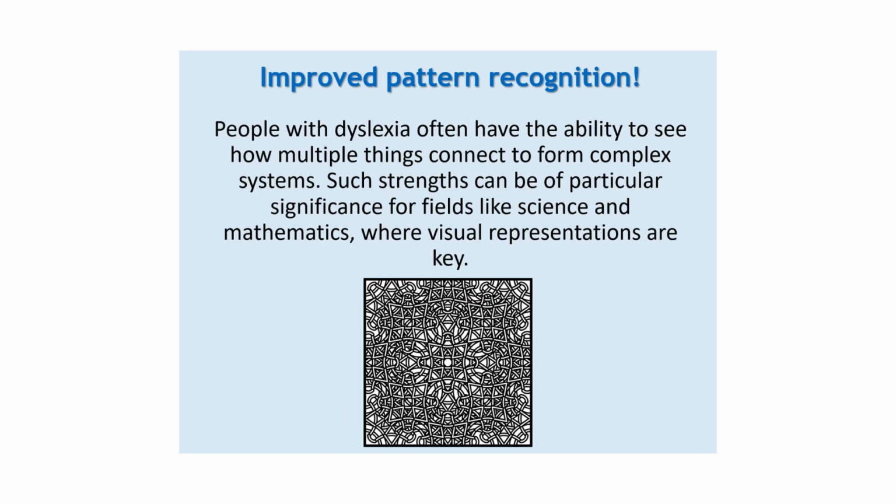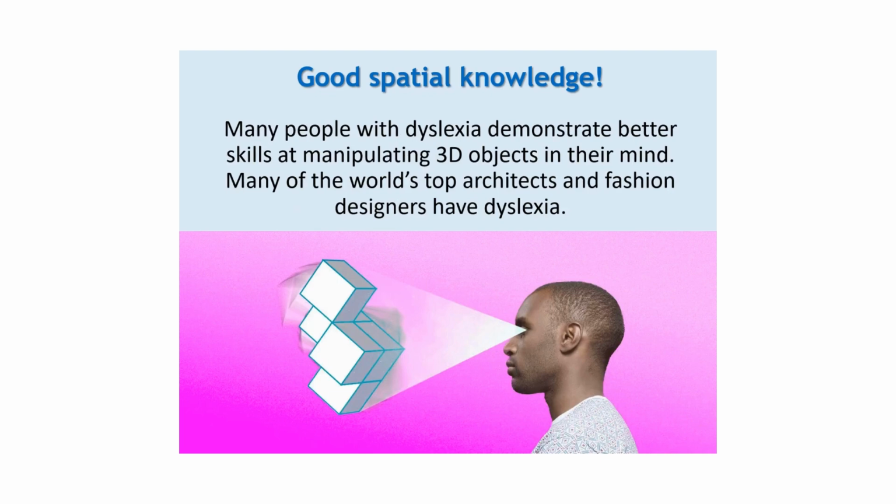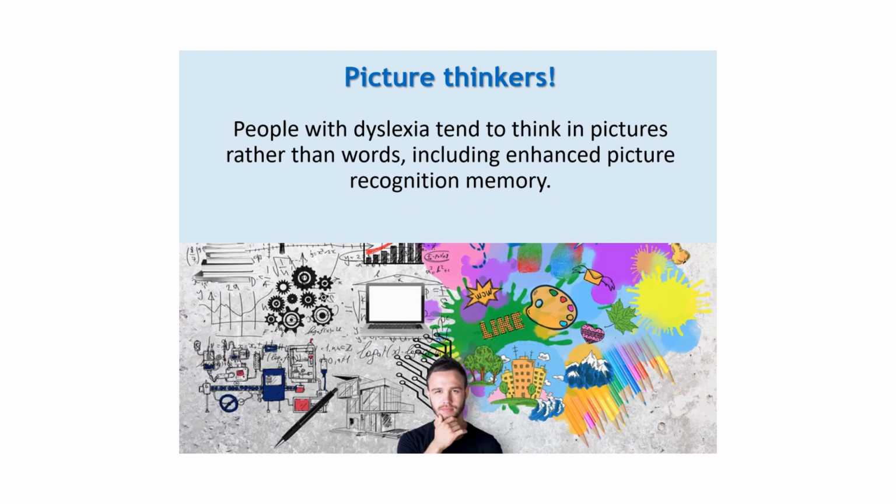Improved pattern recognition. People with dyslexia often have the ability to see how multiple things connect to form complex systems. Such strengths can be of particular significance for fields like science and mathematics, where visual representations are key. Good spatial knowledge. Many people with dyslexia demonstrate better skills at manipulating 3D objects in their mind. Many of the world's top architects and fashion designers have dyslexia. Picture thinkers. People with dyslexia tend to think in pictures rather than words, including enhanced picture recognition memory.